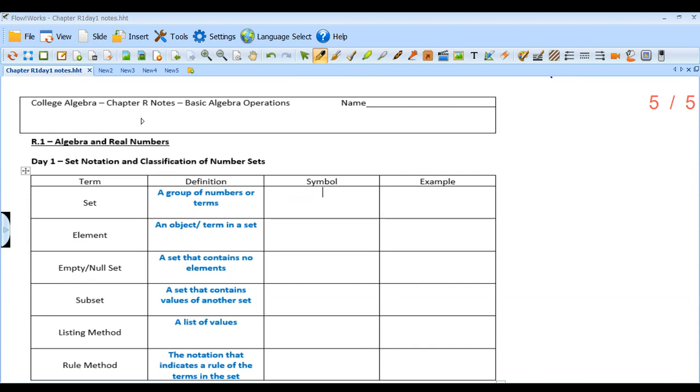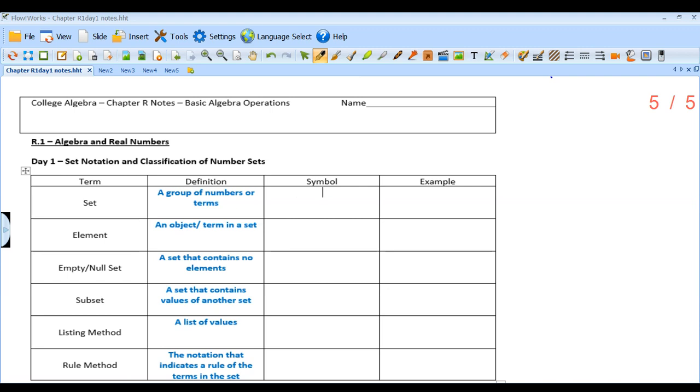So if you look at our first algebra and real number set for day one, we're going to talk about set notation and the classification of number sets. Here we have a list of all these terms in this left column. What I want you to do right now is go ahead and copy down these definitions. If you need to pause the video right now, go ahead and do that. And when you return, we'll talk about the examples of such definitions and the symbols that go along with them.